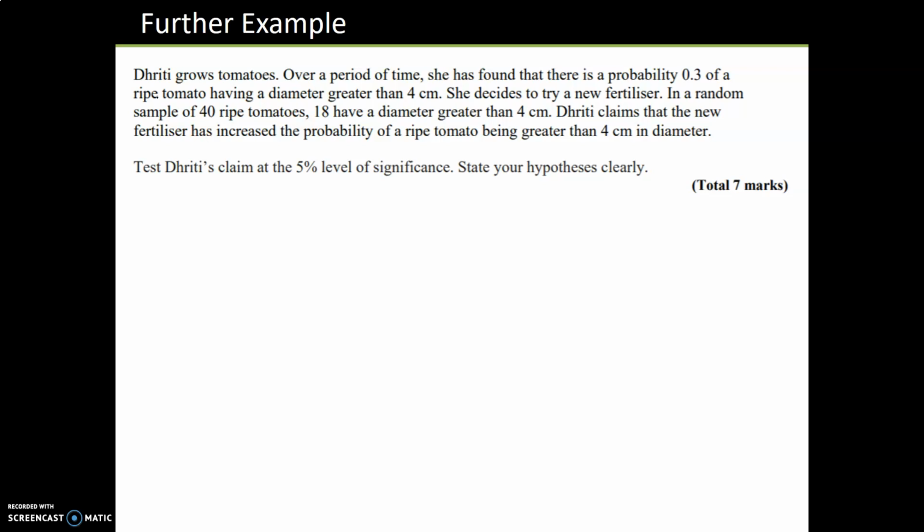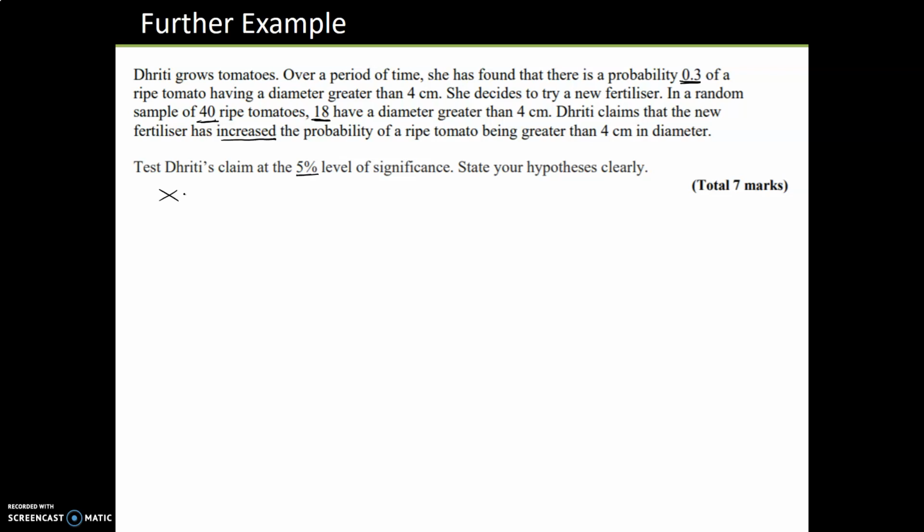Someone grows tomatoes, with probability 0.3 of a ripe tomato. The key information here is this 0.3, that's my null hypothesis. The 4 centimeters is neither here nor there, because my success is whether a tomato has a diameter greater than 4 centimeters. So a random sample of 40, 18, that's my test statistic. She's claiming that it's increased, so it's a one-tail test, and it's my 5% significance level.